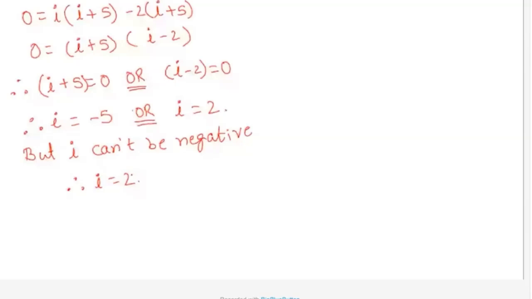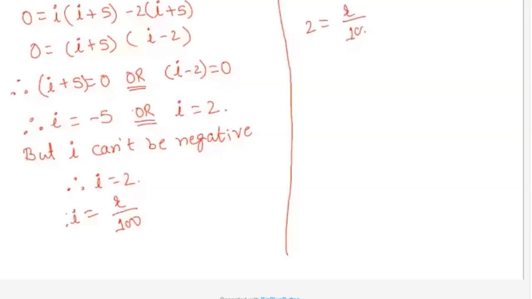What is that formula? I is equal to, you saw in the formula, I is equal to where? Should I show you the formulas? I is equal to R upon 100. What is I? I is 2. So 2 is equal to R upon 100. So 200 is equal to R.